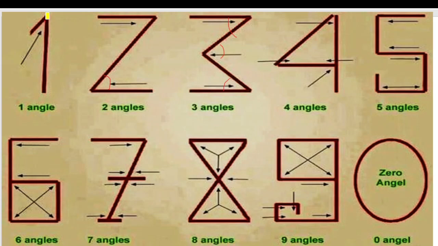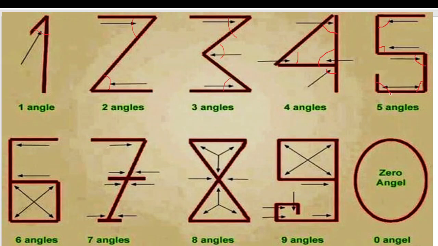Why is 1 called 1? Because 1 has one angle. 2 has two angles, this and this. 3 has three angles, this, and this. 4 has four angles, this, and this, and this. 5 has five angles, 1, 2, 3, 4.